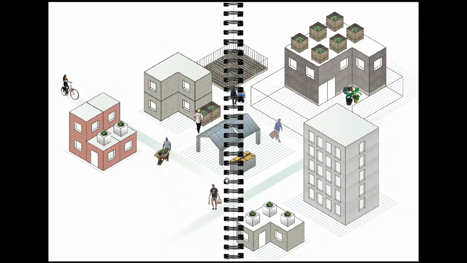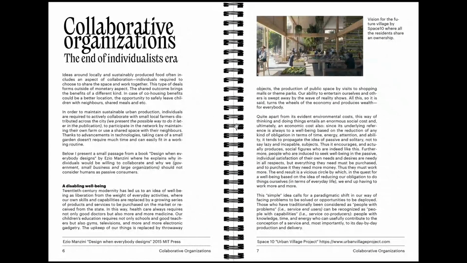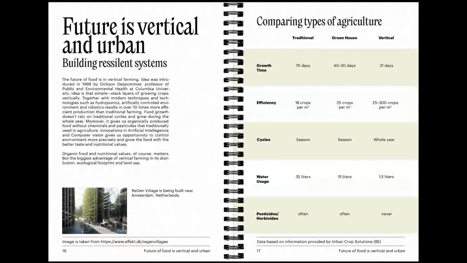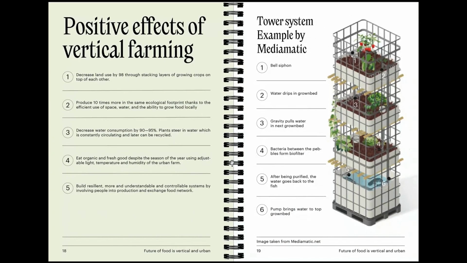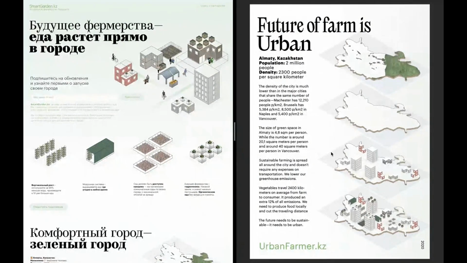Value of food. When I went back to Kazakhstan, I recognized the food insecurity of this region. Kazakhstan imported most of its food and was the first country to ban all the export in response to the pandemic of coronavirus. I think that solution is urban farming and use of empty space in the city, because our city is quite low dense.